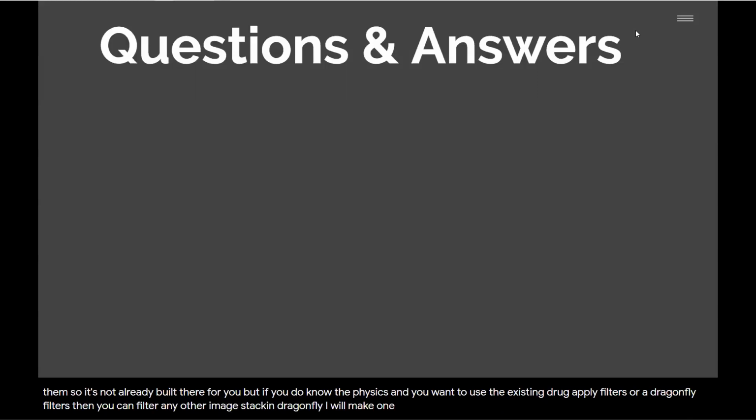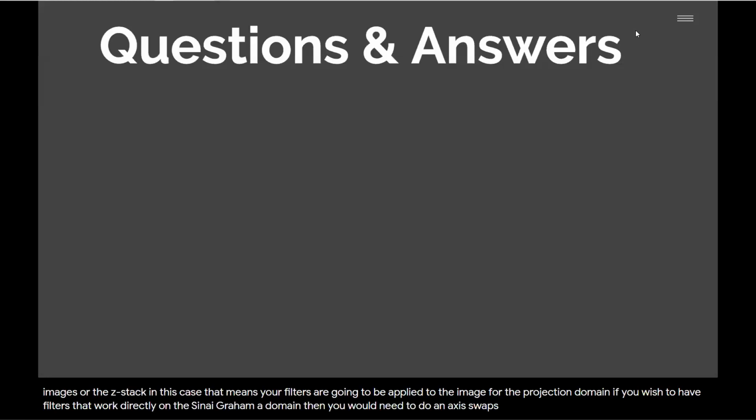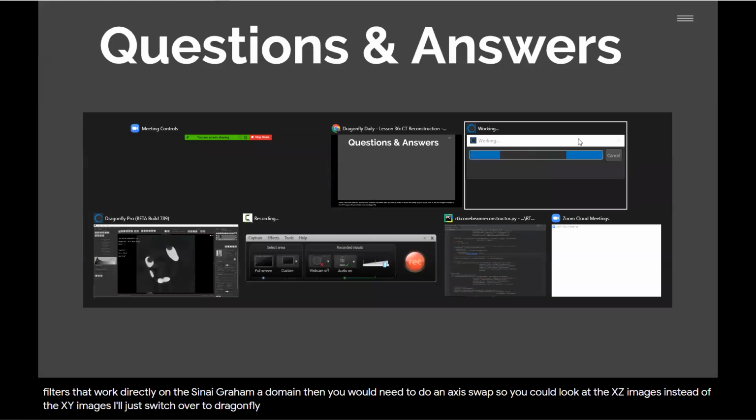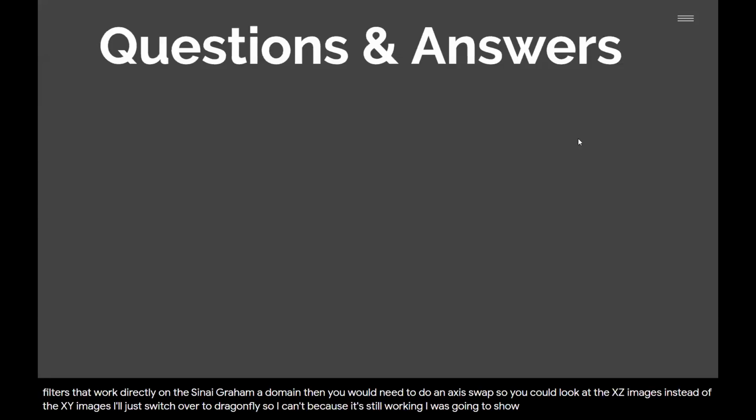I will make one point. The image filtering toolbox normally operates on the XY images or the Z stack. In this case, that means your filters are going to be applied in the image or projection domain. If you wish to have filters that work directly on the sinogram domain, then you would need to do an axis swap, so you could look at the XZ images instead of the XY images. I was going to show you the sinogram domain, but I can't because it's still working. Not important for now.